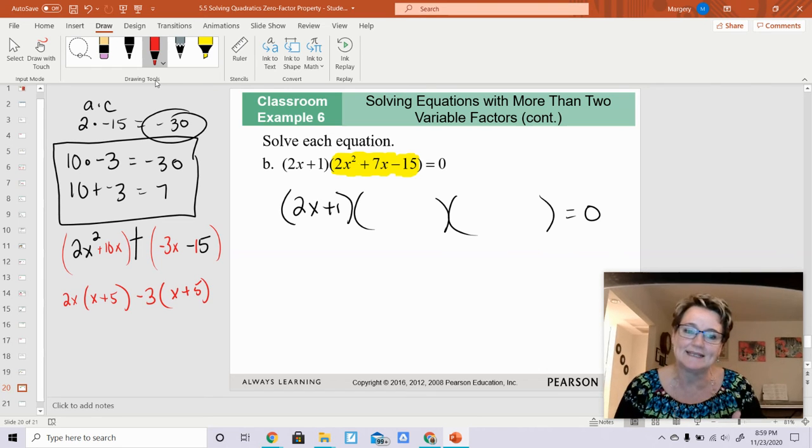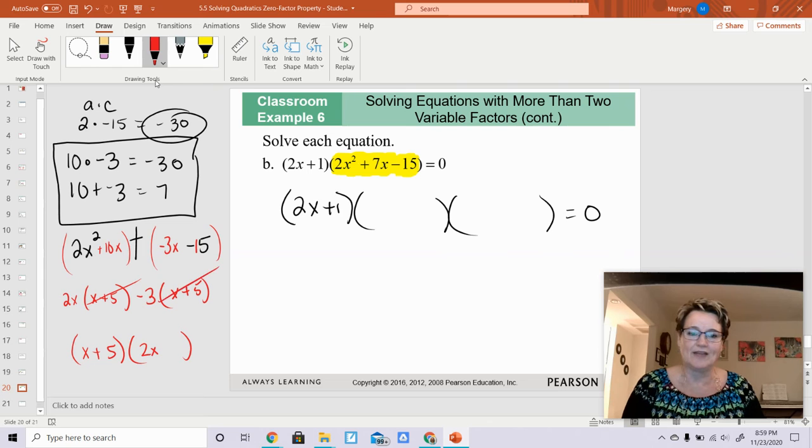Negative 3 times x is negative 3x. Negative 3 times 5 is negative 15. Well, they both share an x plus 5. So once I factor that out, I'm left with 2x. Once I factor that out, I'm left with a minus 3. So now I'm going to take this, and I'm going to put it in those 2 blank spots.